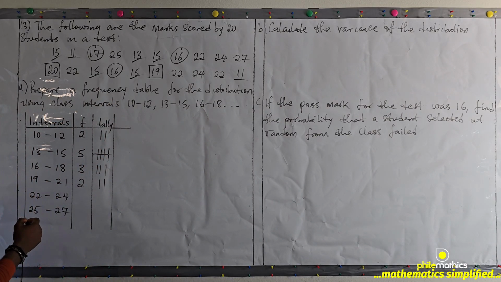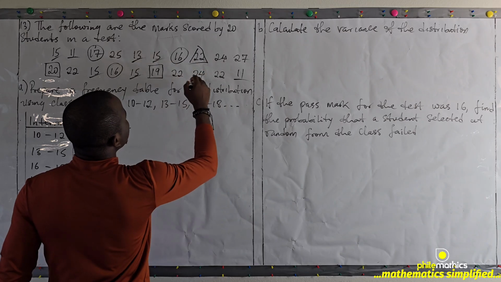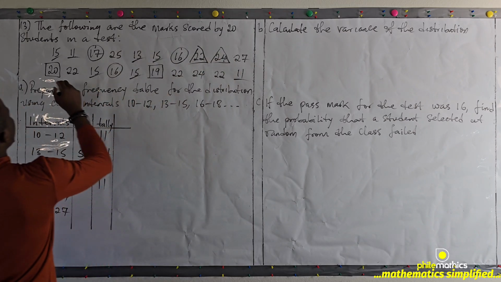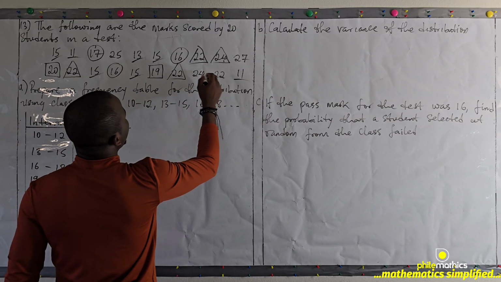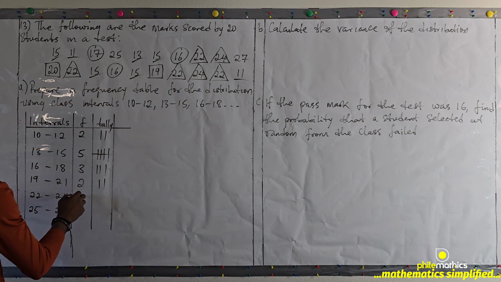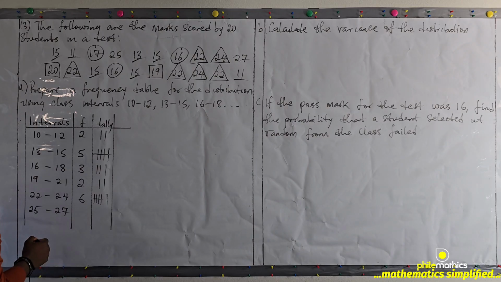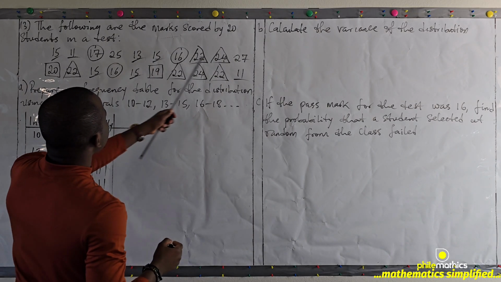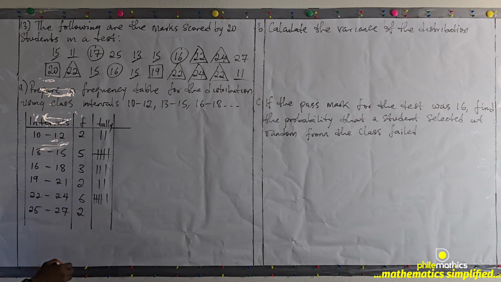From 22 to 24, let's draw triangle. 22 to 24, we have 1, 2, 3, 4, 5, 6. We have 6. From 25 to 27, we can count 1, 2, just 2 of them. So if you total this, it should give us 20.